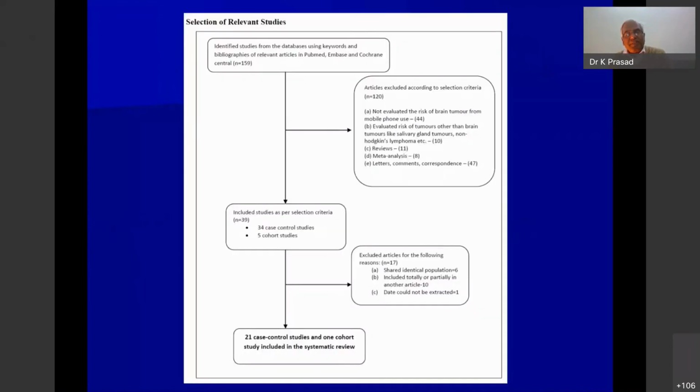So at the end, you will have a figure something like this, which is also called Prisma chart, where you will start with many studies, PubMed, Embase, Cochrane, you get 159. This is from one of our systematic review of association between mobile phone use and brain tumor. And you will get a lot of duplicates. Then you may get reviews, some meta-analysis also. Ultimately, we got 34 case control studies and 5 cohort studies. We didn't include the cohort studies in our meta-analysis because these 5 publications were from one cohort study. So we couldn't combine one cohort with any other cohort. So we only combined case control studies, which were 21 after excluding something which has been published repeatedly. So you have to do that.